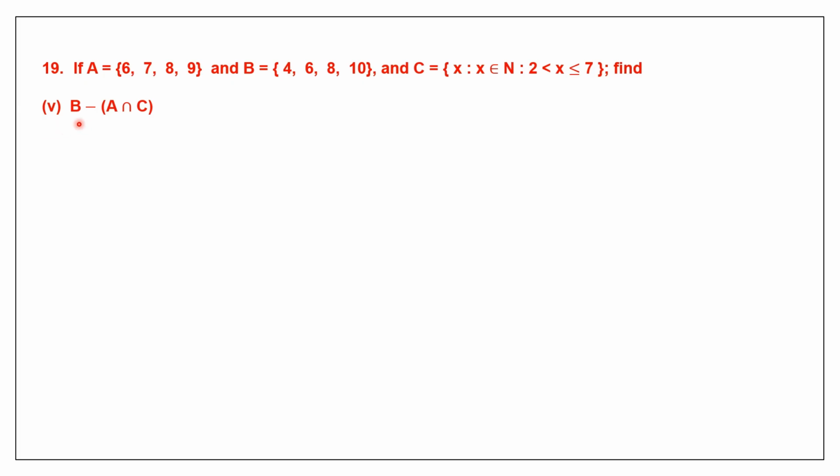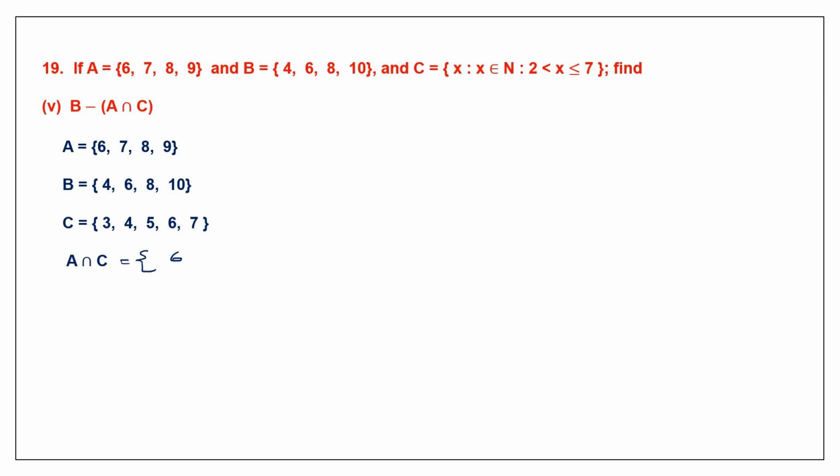Question 5, we should find the difference between B and A intersection C. So all the elements of A, B and C are here. First let's find A intersection C. That means we write out all the elements that are common to A and C. So let's look out for the elements that are common. We have 6 in A and 6 in C. So let's write 6 there.